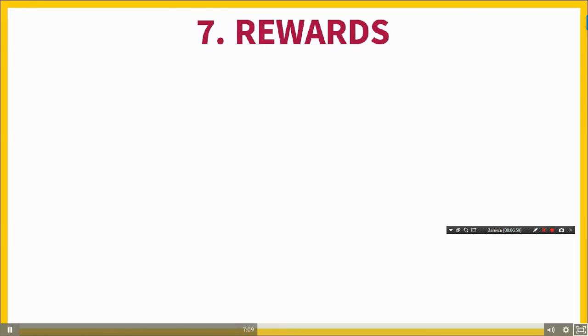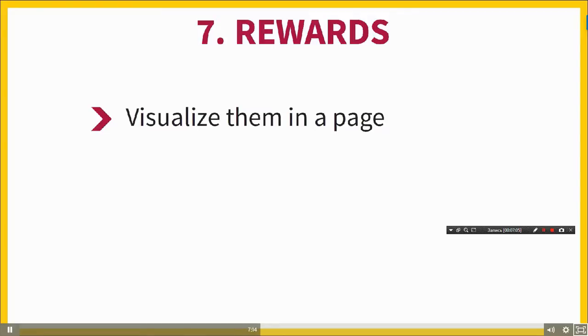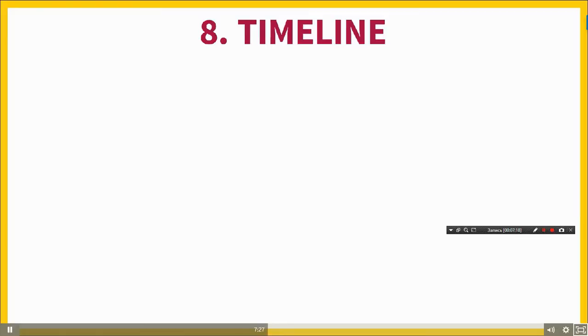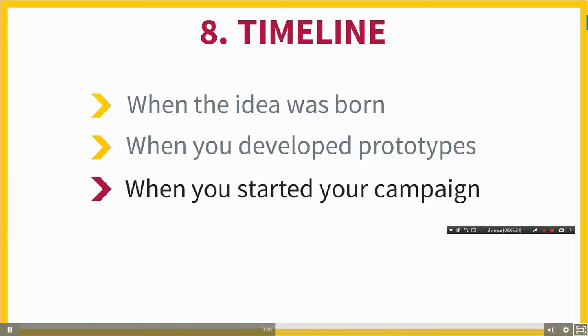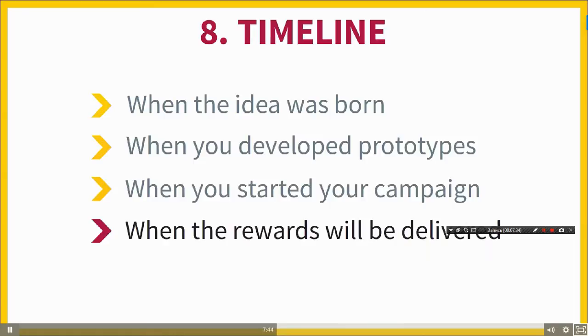Rewards or perks. Your rewards are displayed on the right side of your campaign page, but it's always good to have them visualized in the main page as well. It gives the visitor a more complete understanding of what they will get. If it's a t-shirt, what it will look like, etc. Then comes the timeline. People want to know when you're going to deliver your product or service. So make sure to include a visual timeline, a visual tree, including when the idea was born, when you developed your prototypes, started your campaign, and finally when the product will be ready for shipping. The most interesting part for bakers, right?